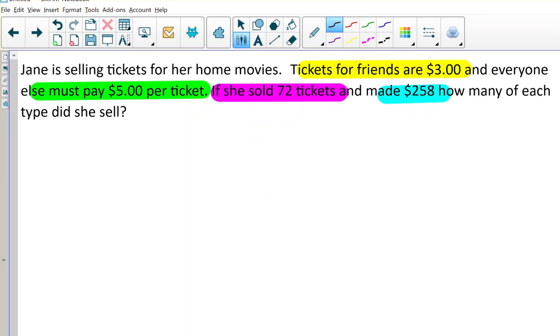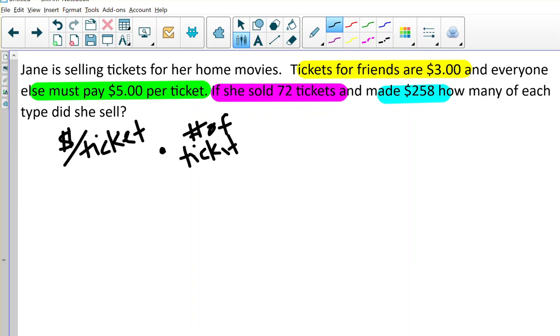So one thing that can be handy is to make a table. Okay, so we know that the price per ticket times the number of tickets is going to equal the total cost per type of ticket, or we can say total amount.